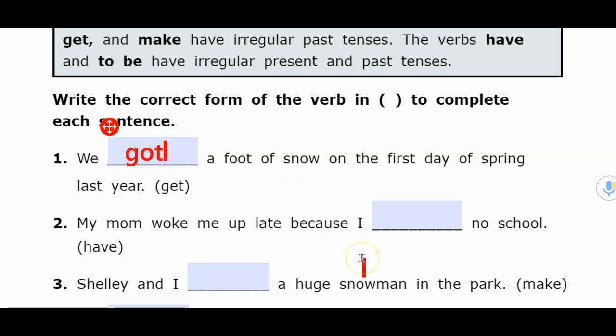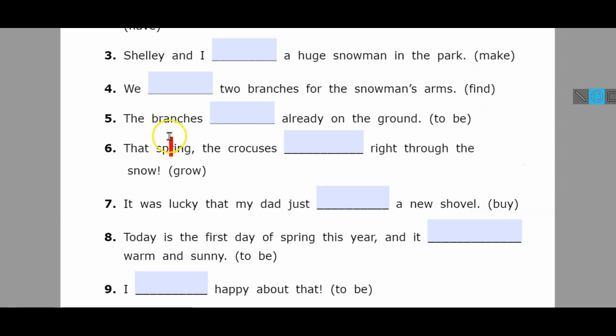My mom woke me up late because I had no school. Shelly and I blank a huge snowman in the park. Made. Out here, we blank 2 branches for the snowman's arms. Found. The branches blank already on the ground. Was or were? Was would be singular. Were would be plural. Were already on the ground.